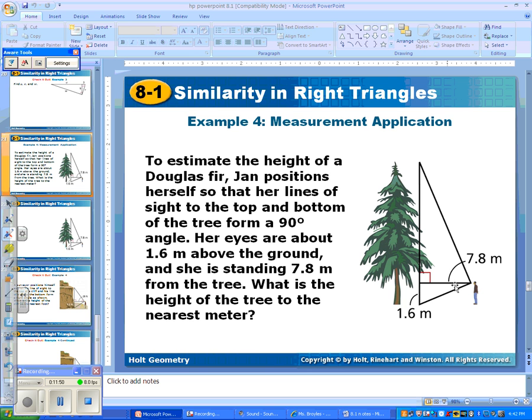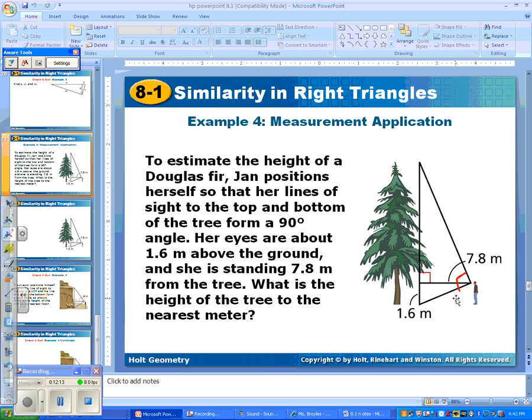So Jan positions herself, which really Jan doesn't look like a girl here, but that's okay. So let's say Jan is a girl, and she positions herself so that her lines of sight to the top and bottom of the tree form a 90-degree angle. So what that says is right here, this is 90 degrees, and this whole thing is a right triangle. And I'm running a little long, so I'm going to hurry up here.